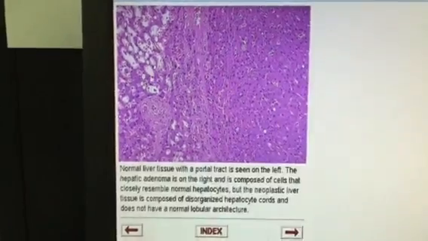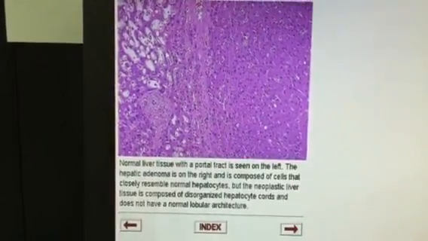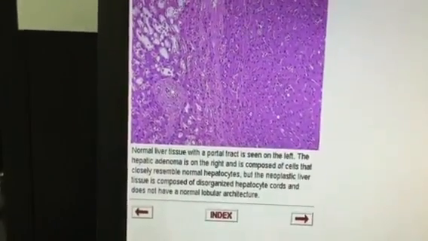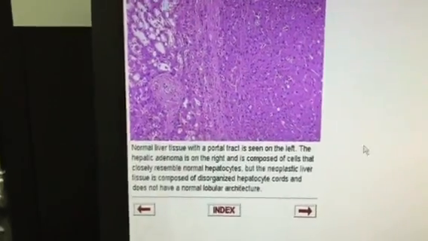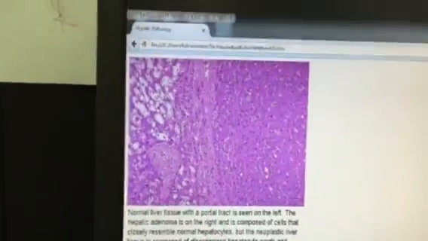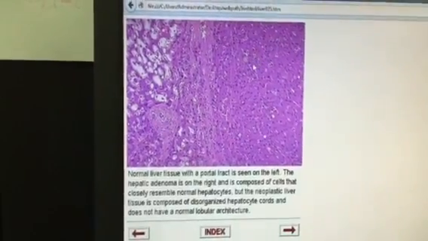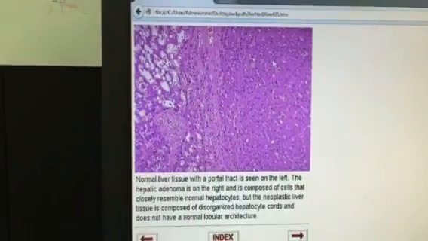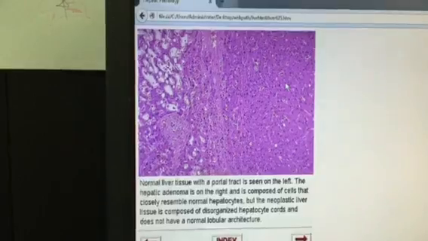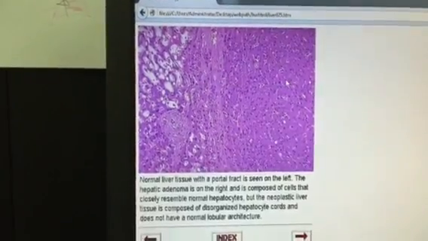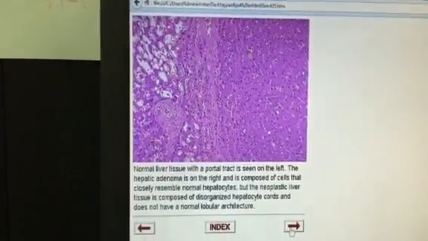This is the normal tissue, with canaliculi and the plates, normally 2 to 3 cells thick, and this is the portal tract. In this one, we can see the hepatocytes. The plate is more than 2 to 3 cells thick. So this is architecturally abnormal, or disorganized in architecture.